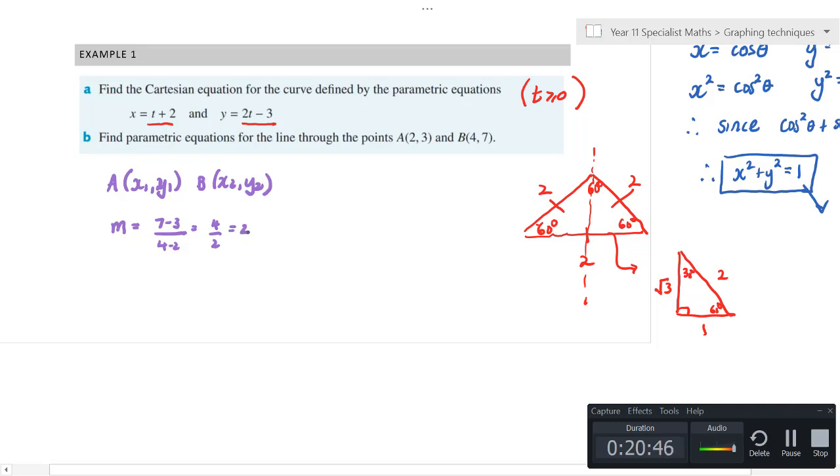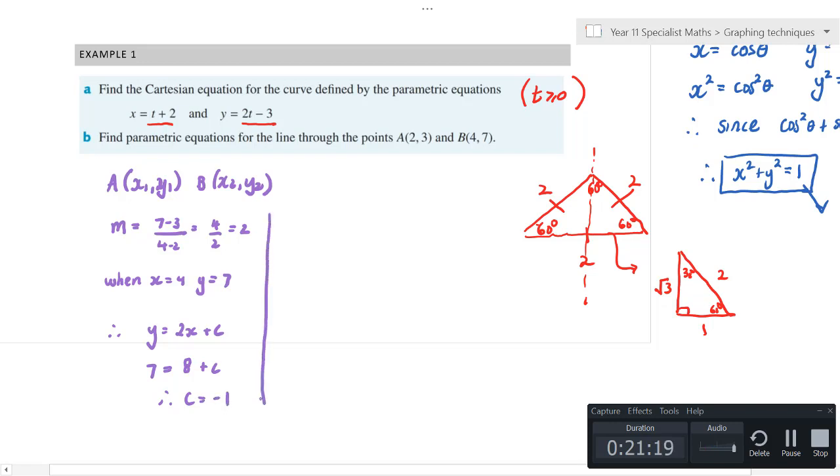Now, of course, we can sub any point in now. We can say that when x is equal to 4, y is equal to 7, like so. And so therefore, we know that y is equal to 2x plus c. So when x equals 4, y equals 7, that's going to be 8 plus c. So therefore, c is equal to -1.